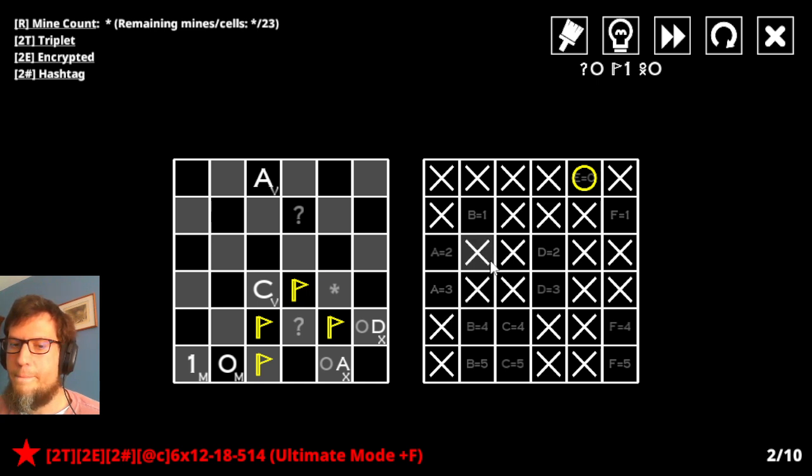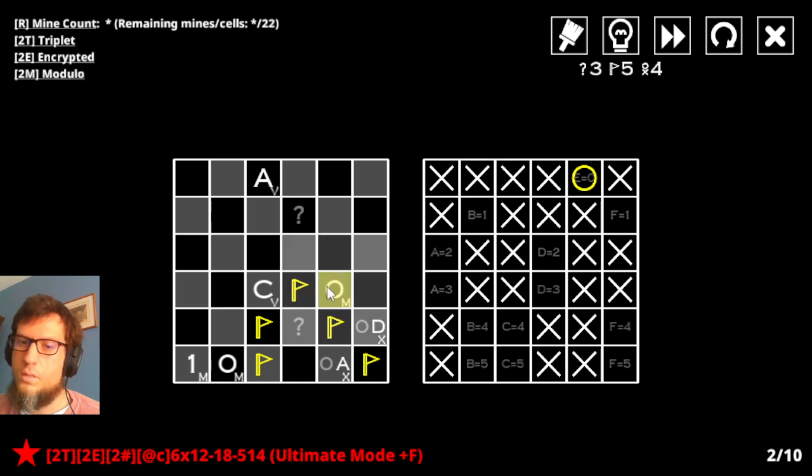Okay. Like if this isn't 1... Oh. One of them has to be 3. And if this isn't 1, it would force both of them to be 2. So that's a mine. Alright. 0 modulo. So this is 1... well, it can't be 6.